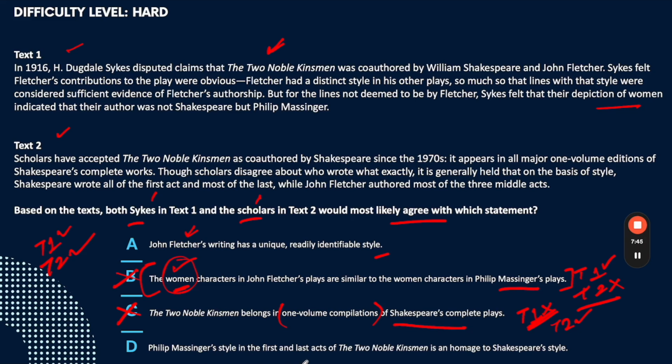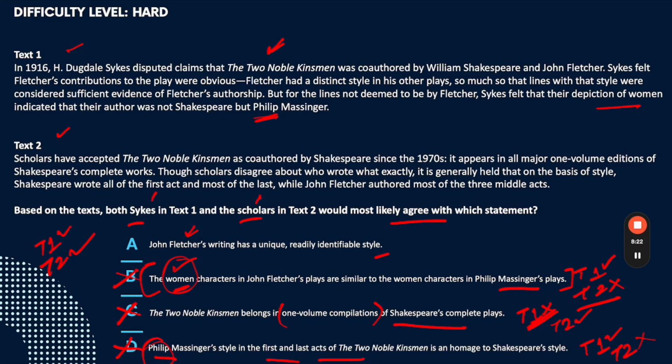Philip's style in the first and last acts of The Two Noble Kinsmen is an homage to Shakespeare's style. Now the part where it talks about Philip writing the first and the last acts of The Two Noble Kinsmen, where is this being talked about? This person Philip specifically comes only in text 1, right? This person Philip is not even being talked about in text 2. So what kind of an option do I have? Text 1 yes, text 2 no, right? So there you go. This is the reason why I'm going to eliminate this option here.